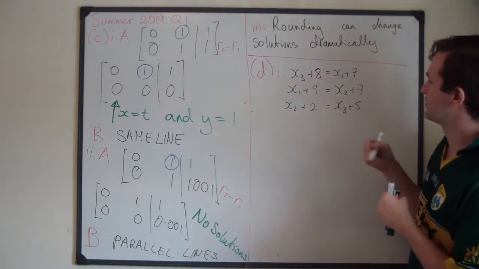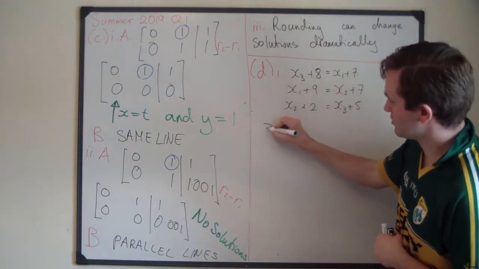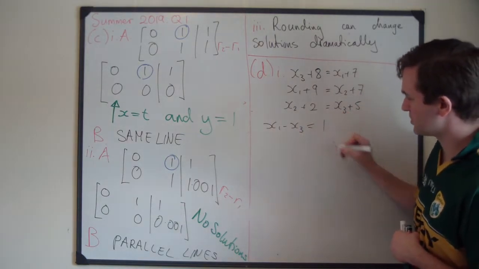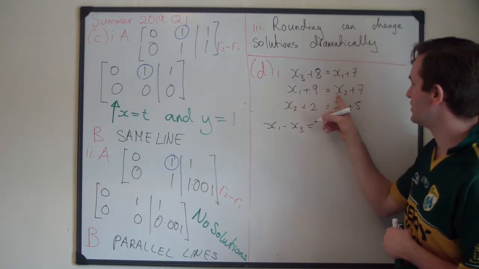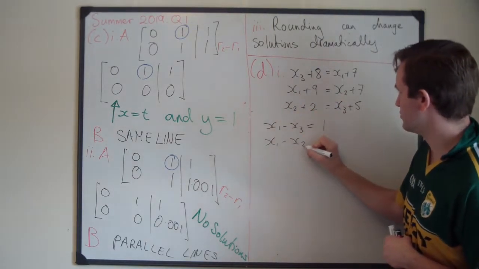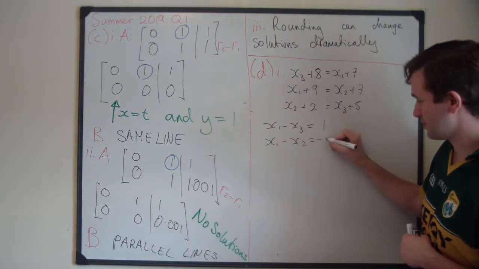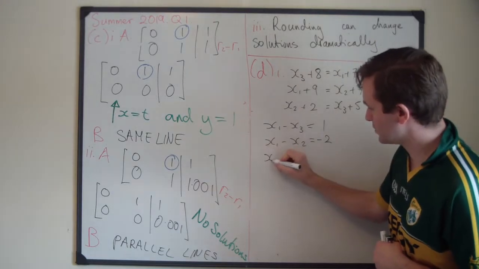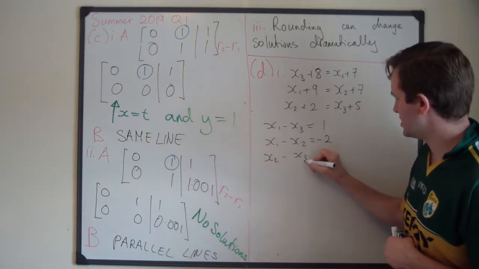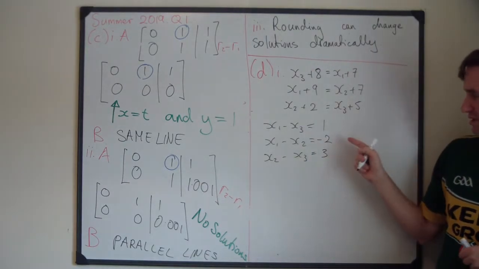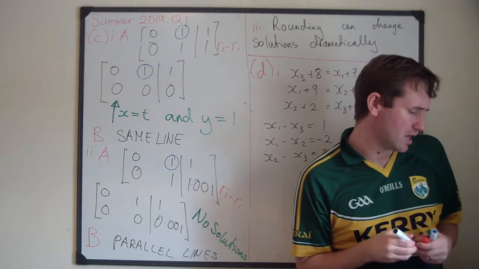So take away the x3 from both sides, you get x1 minus x3 equal to, take away the 7 from both sides, 1. Here take away the x2 and the 9, you get x1 minus x2 is equal to 7 minus 9, which is minus 2. And here take away the x3 and the 2, I get x2 minus x3 is equal to 3. So this answer is part 1, but this is a bit more useful to us in part 2.